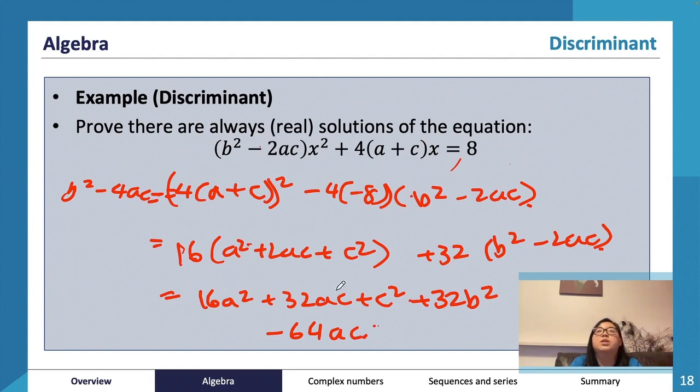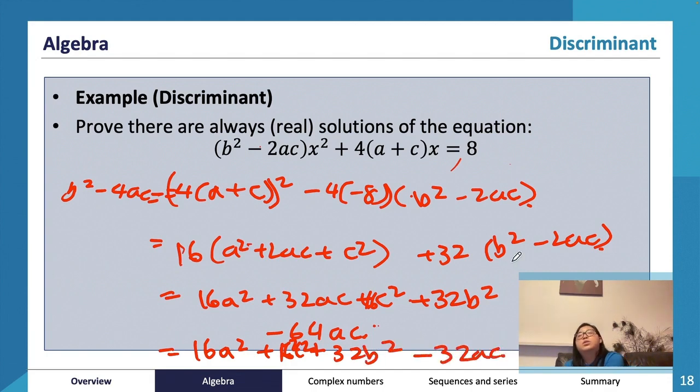I have a feeling that this question was meant to be just ac, but that's right. Let's have a look at what we would get in the end. We would end up with 16a squared plus c squared, plus 16c squared, plus 32b squared minus 32ac, right? Okay, so then we have to predict what's going on here.